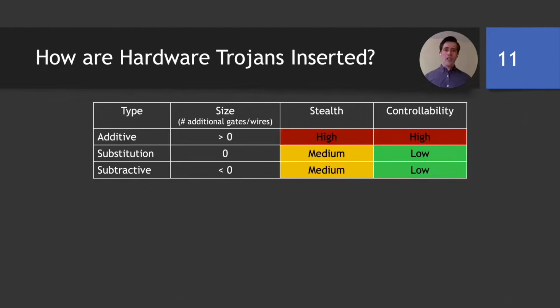An attacker looking to insert a hardware Trojan into a victim circuit layout has a choice of three different Trojan types to implement. The first is additive, the second is substitution, and the third is subtractive.